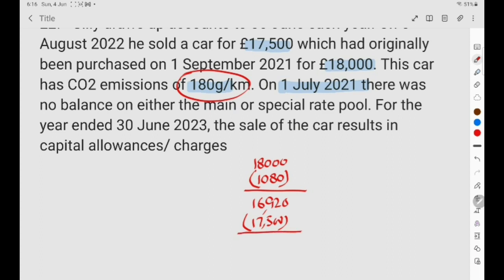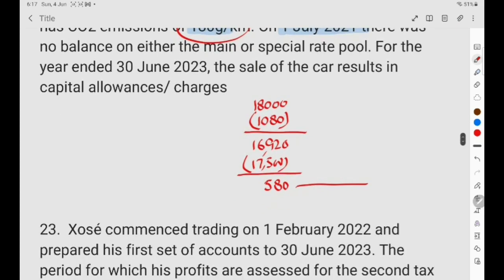So the asset with a carrying value of 16,920 was sold for 17,500, more than the carrying value. So this is the benefit for the person, and the benefit is for 580 amount. So that will be considered as balancing charge. Means this amount will be deducted from the capital allowance, and if there is no capital allowance, it will be added back to tax adjusted profit.